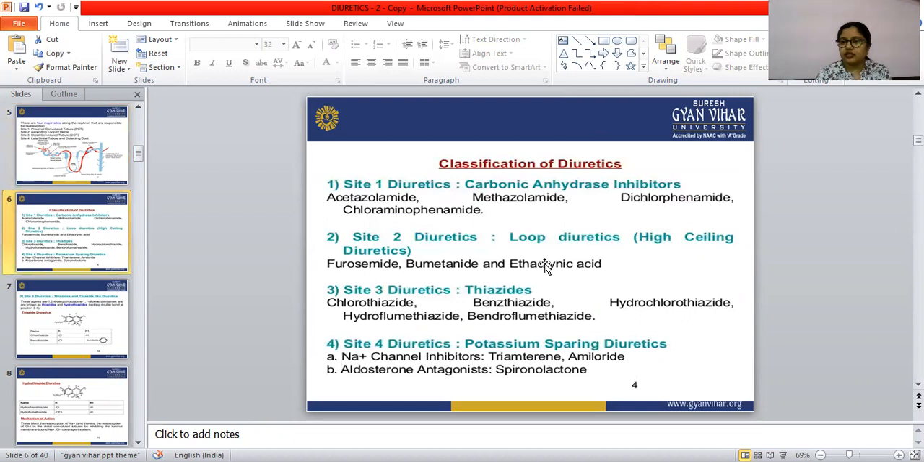Classification of diuretics, we have already seen that. At site 1, the carbonic anhydrase inhibitors act. The loop diuretics, or high ceiling diuretics, act at site 2, the loop of Henle. At site 3, the distal convoluted tubule, the thiazides act. And at site 4, the post DCT, the potassium sparing diuretics act. So this is the classification of the diuretics.